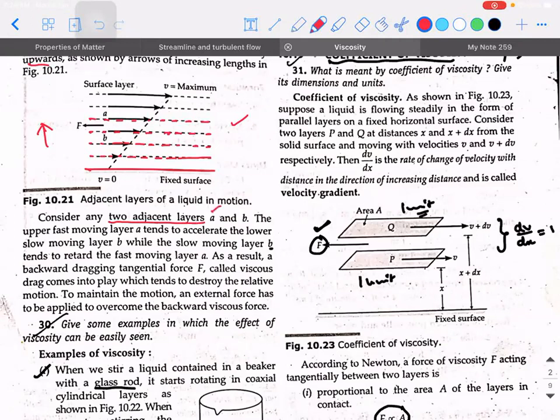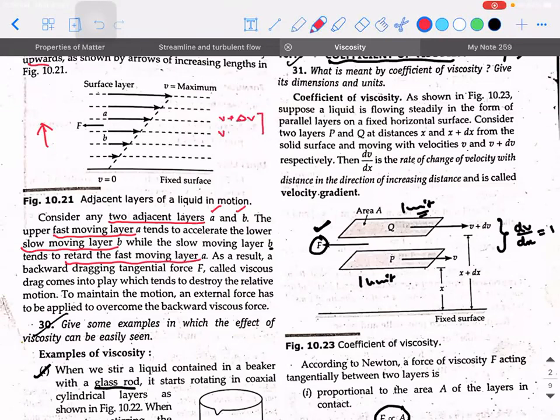If I consider any two adjacent layers A and B, in this diagram, A is the layer which is above and B is the layer which is below. Then the upper fast moving layer A tends to accelerate because it has a greater velocity. The lower, slower moving layer B, what will it try to do? It will tend to retard the fast moving layer A because it is not able to match up with the speed of A. If the speed of this layer is V, then the speed of this layer will be V plus delta V.